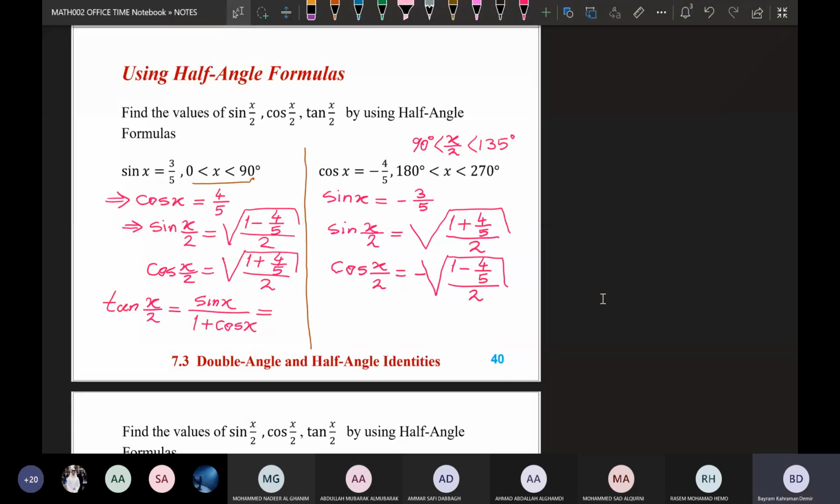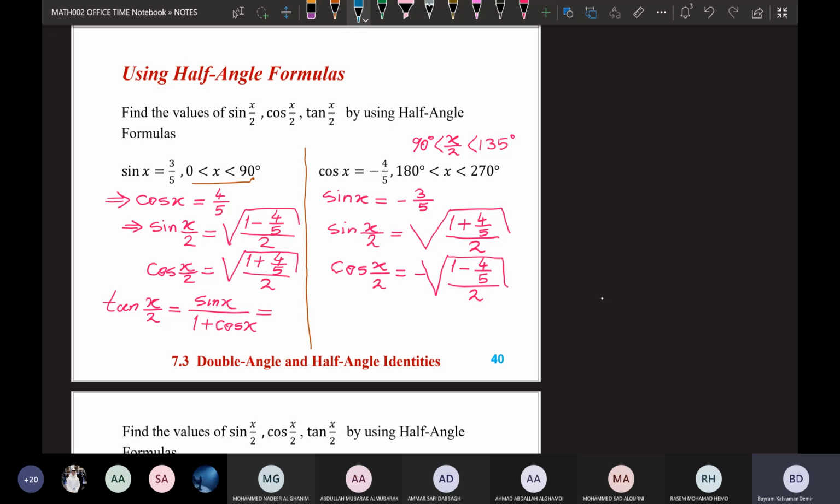Find the values of sine of x over 2, cosine of x over 2, and tangent of x over 2 by using the half angle formulas. Okay. So we have sine x given as 3 over 5. Then clearly I can calculate cosine x as 4 over 5. We know these calculations, right? By using a triangle.